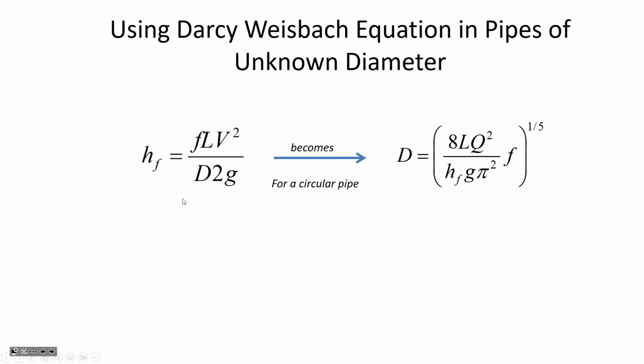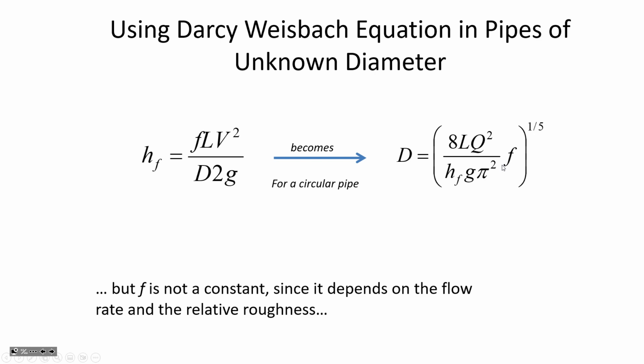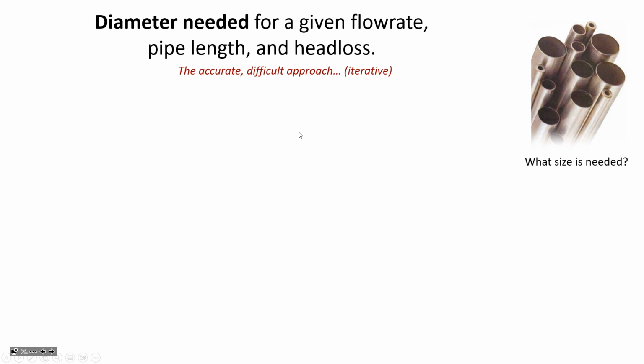So we could take the Darcy-Weisbach equation and rearrange it to solve for what diameter is needed for a circular pipe if we know the head loss that's allowable, the length of the pipe between 2 points, and the flow rate that needs to be provided, but this friction factor is going to be constantly changing. And that's why we have to do these iterative calculations in Excel. f isn't constant because it depends on the flow rate, relative roughness, and the velocity. All right, so the most accurate way to estimate the diameter that's needed is an iterative process.